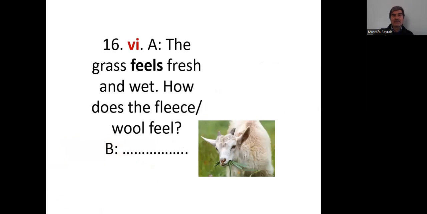Roman number 6. The grass feels, okay, gives us the feeling. The grass feels fresh and wet. How does the fleece, a piece of wool, feel? Of course, it feels soft.